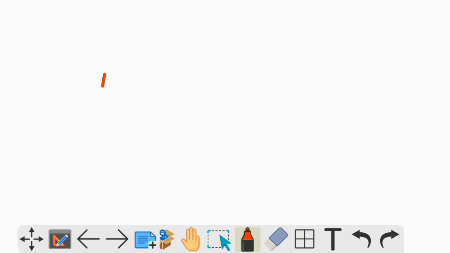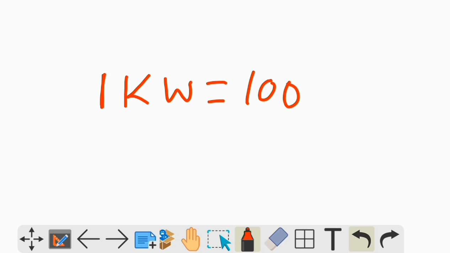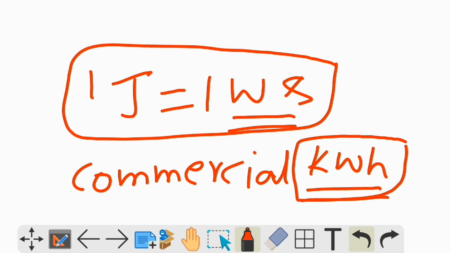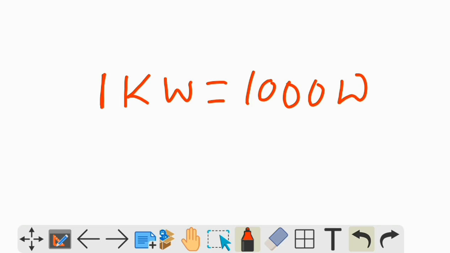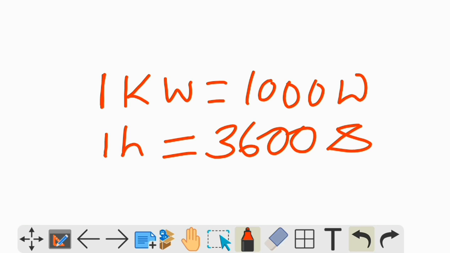We'll see now. Kilo means 1000, isn't it? Kilo means 1000, so I can write 1 kilowatt is equal to 1000 watts. And then after kilowatt we need hour, but we have second. So what we will do? 1 hour is equal to how many seconds? 60 minutes into 60 seconds, isn't it? So 3600 seconds.